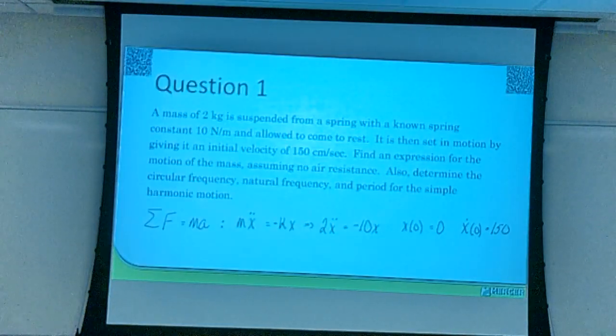We are going to have to adjust it because the spring constant was given in what? Inverse meters. So we're either going to have to adjust the spring constant to be inverse centimeters or adjust the speed to be meters per second. And meters per second is going to be easier. 150 centimeters per second is how many meters per second? 1.5.